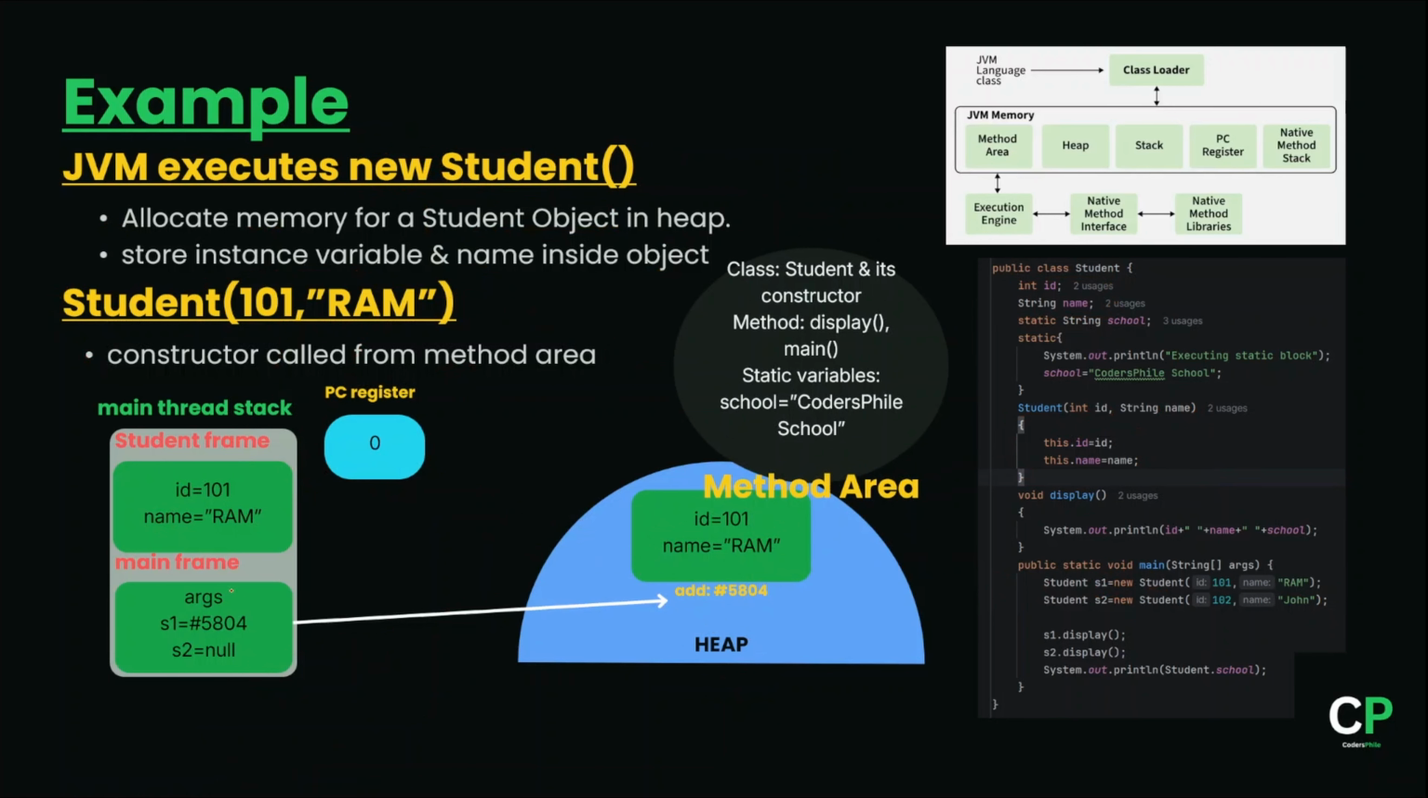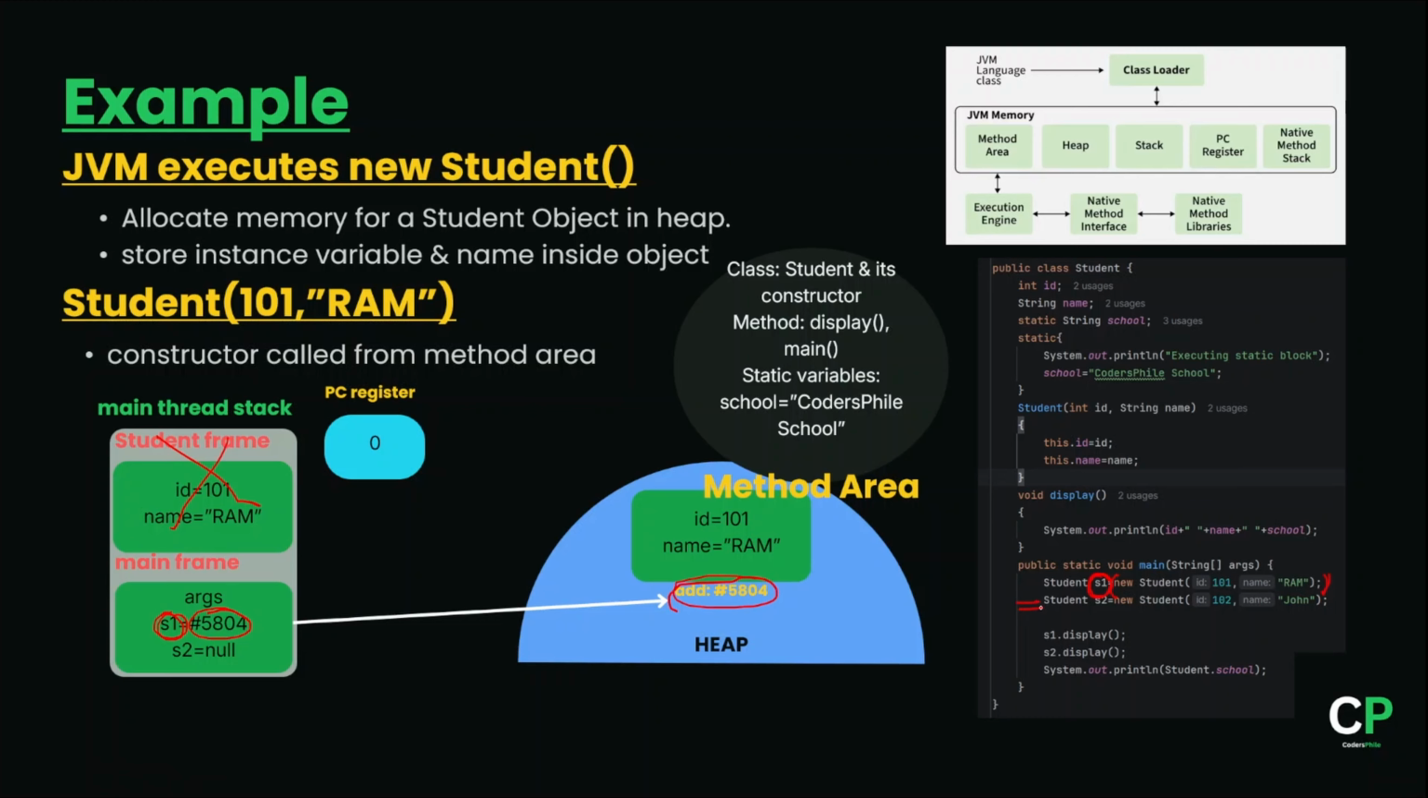So what will happen? This student frame gets popped from the stack, and it will return the address of this newly created object, and it will get stored in the local variable s1. So the local variable s1 will only contain the reference to the object that is created in the heap.